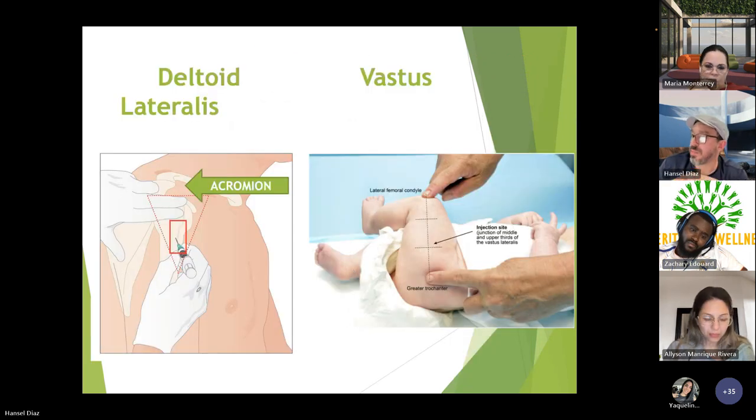Deltoid. Right here, and this is the famous vastus lateralis in kids. The injection should go right here, in the middle of the upper third of the vastus lateralis. That's where you put your injection.